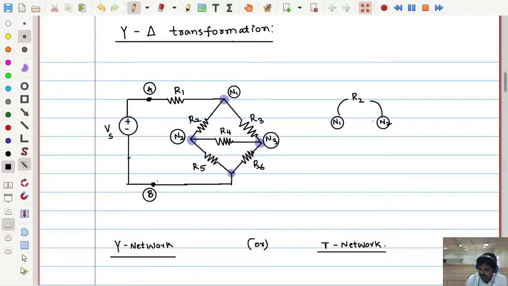Like this you inspect carefully. What about R3? R3 one side is connected at N1, but the other side is connected with N3. See that these do not have the same common pair of nodes. If this were also connected at N2, then we would say R2 and R3 are in parallel, but it is not connecting at N2, it is connecting at N3. So N2 and N3 are not the same. Because R2 and R3 do not have the same pair of nodes, we cannot say that these are connected in parallel.